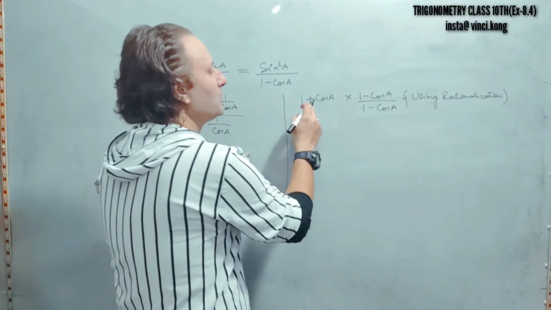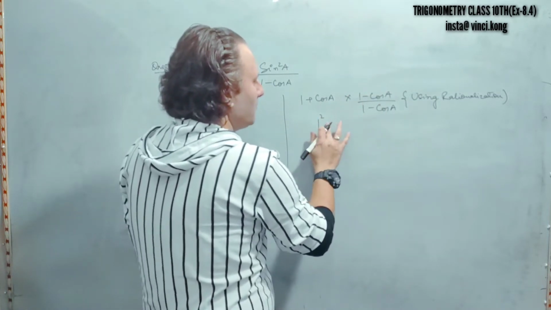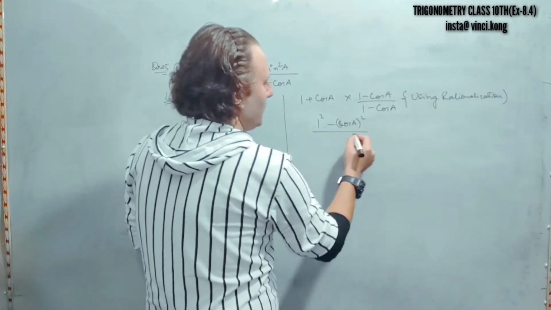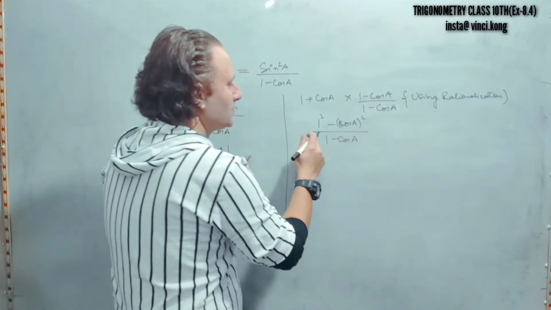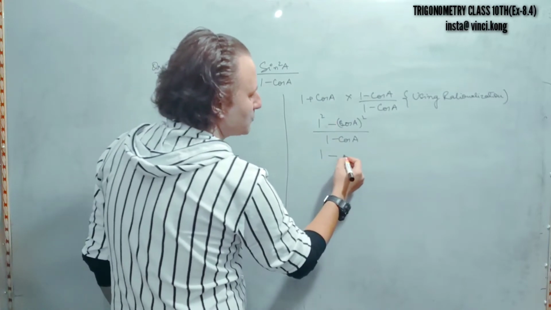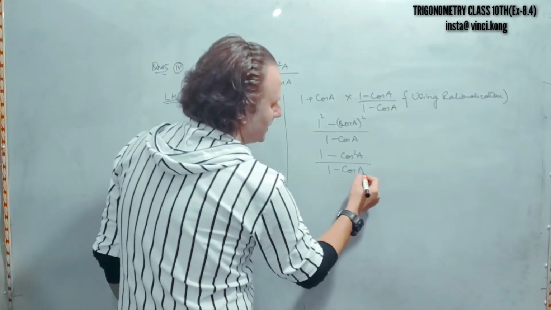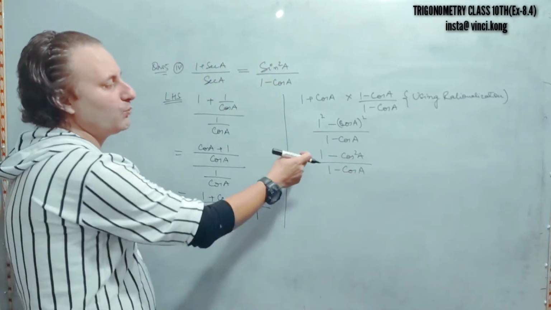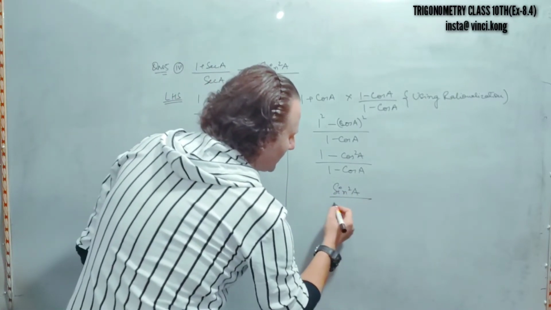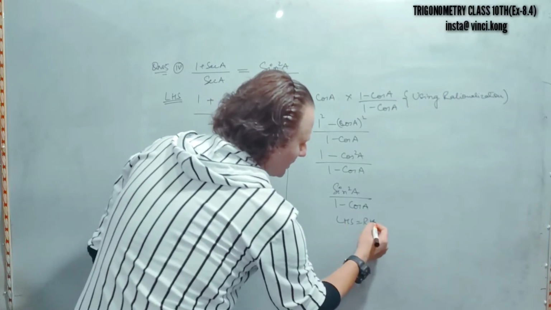Okay. So now this is (A plus B) multiplied by (A minus B), so I'll write A square minus B square upon 1 minus cos A. So 1 minus cos A, I need this, so I will leave it as it is. So 1 square minus cos square A upon 1 minus cos A. I know it, and even you guys know 1 minus cos square A is sine square A. So I'll write here sine square A upon 1 minus cos A, that is LHS is equal to RHS.